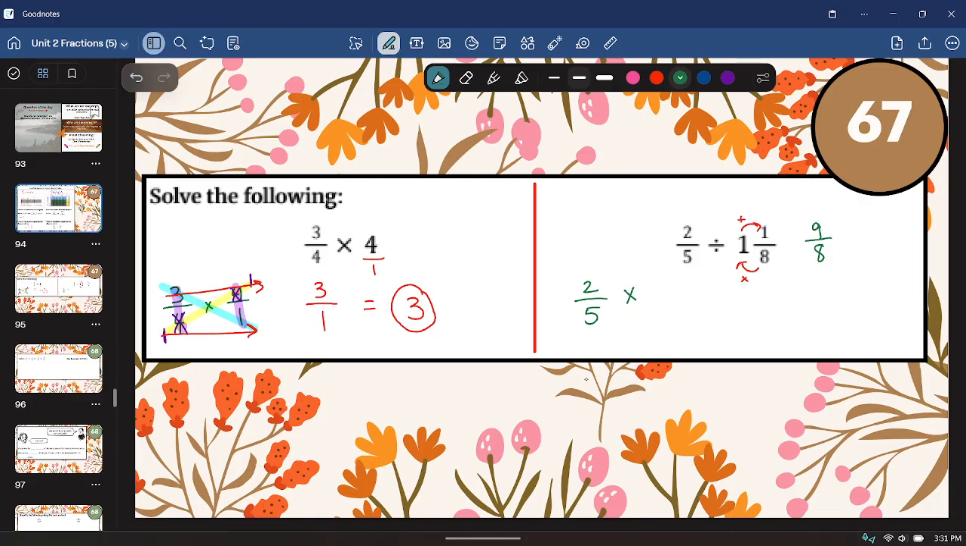All right, sorry about the interruption. So I'm just going to keep going. So we have to keep the first one, 2/5, change it from division to multiplication, and then last but not least, we have to flip the fraction. So 9/8 becomes 8/9.